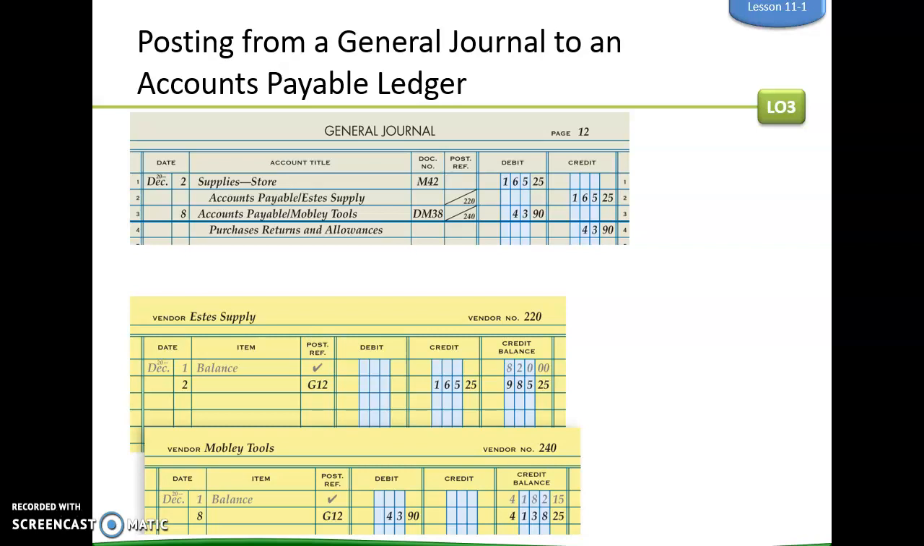So since we had that diagonal line up there, we need to post those. So as you can see, we posted the accounts payable for the December 2nd transaction, the accounts payable Estes Supply. So you see on the bottom half of that diagonal in the box, we put a 220 there. That is because we posted it to the accounts payable ledger below. So you see where it says vendor Estes Supply. We posted December 2nd, General Journal 12, page 12 of the General Journal, and we put that credit amount of $165.25. So since we have a normal balance in our accounts payable ledger of credit, we're adding to that balance, so our new balance is $985.25.